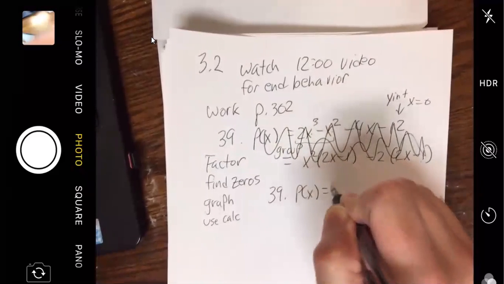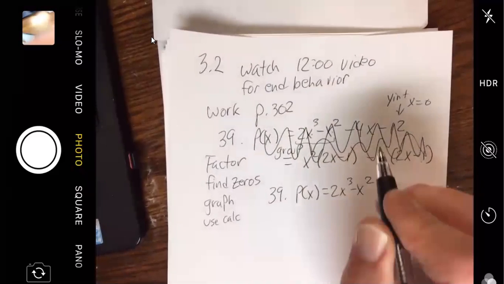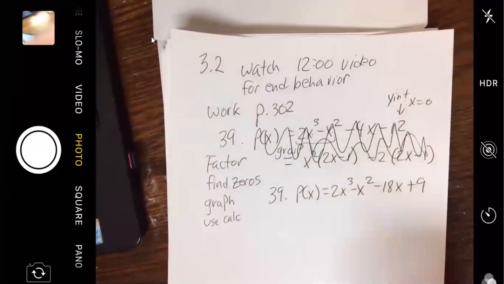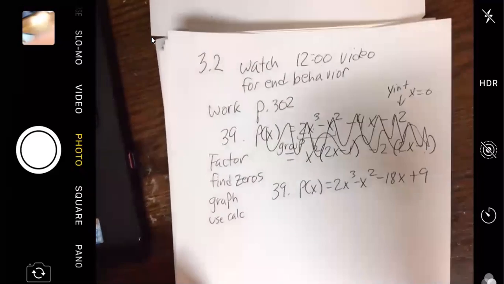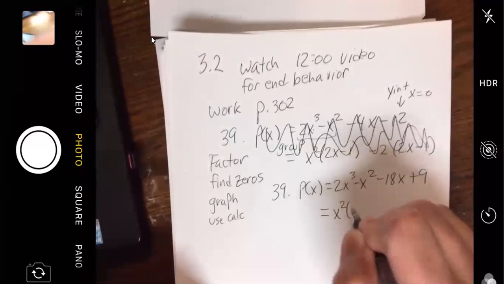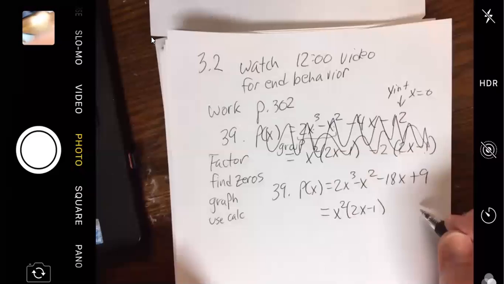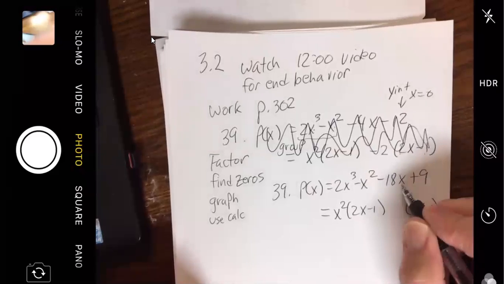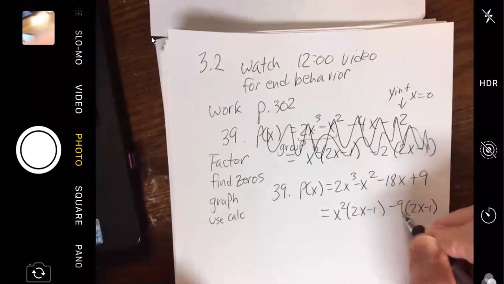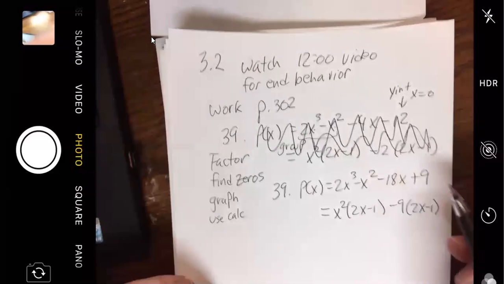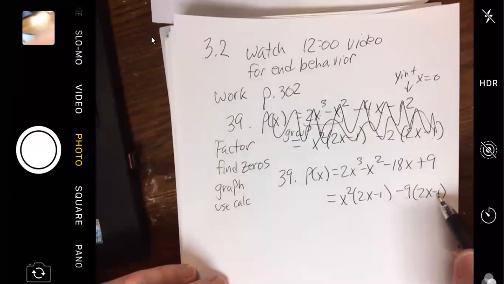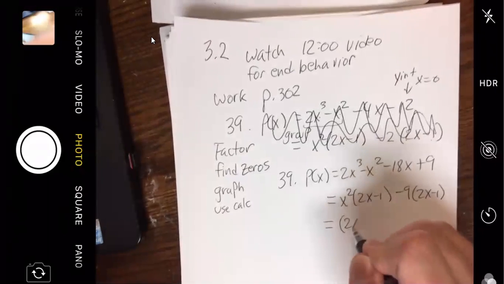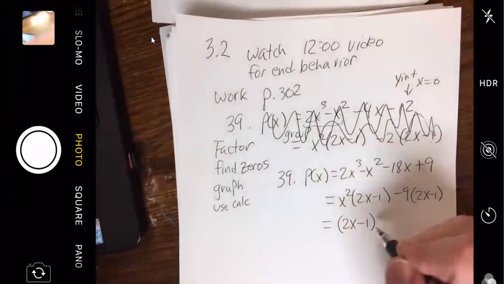P of x equals 2x cubed minus x squared, let's make sure I get only 39, minus 18x plus 9. Always helpful when you copy the problem correctly. Once again, factor out x squared, leaving 2x minus 1. Now leave a 2x minus 1 over here. To get to negative 18 from 2x, I need a negative 9. Sure enough, this one's cooked properly. Negative 18x and positive 9. Now you factor out the common 2x minus 1. You're left with x squared minus 9.